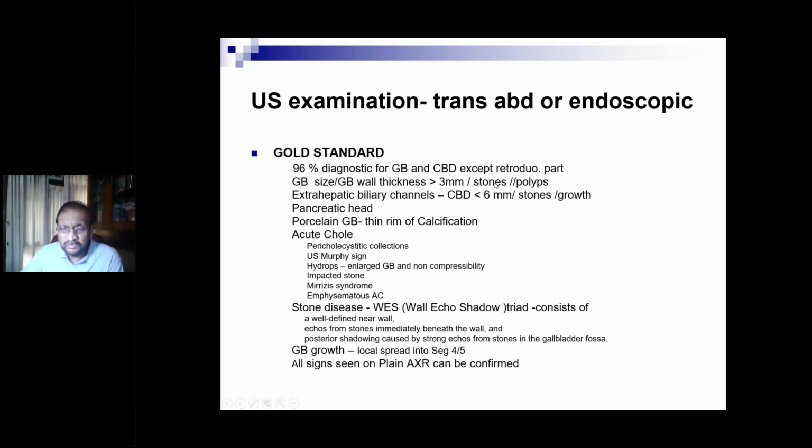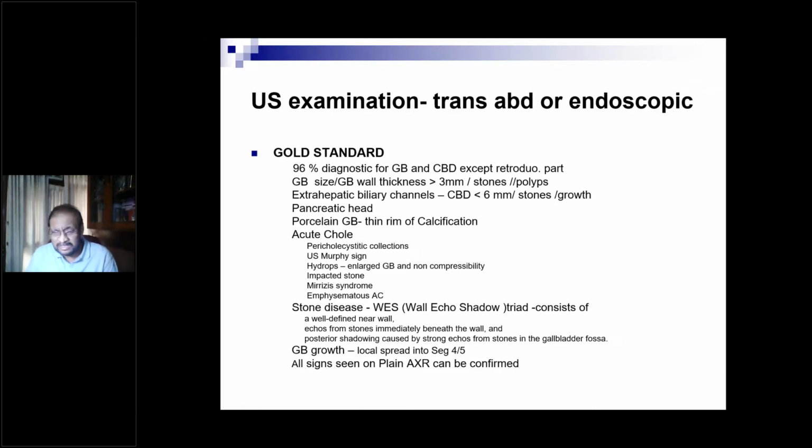It can diagnose stones for you. It can diagnose polyps for you. Extrahepatic biliary channel, especially the supraduodenal part. And CBD should always be less than 6 millimeters. So these two things are to be remembered always. A diameter of CBD less than 6 millimeters is normal. Anything more than 6 millimeters is abnormal. And number two, a gallbladder wall thickness of 3 millimeters. These are important parameters. Pancreatic head cyst can be diagnosed.